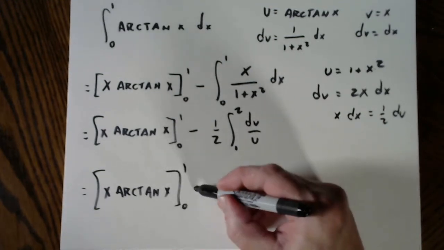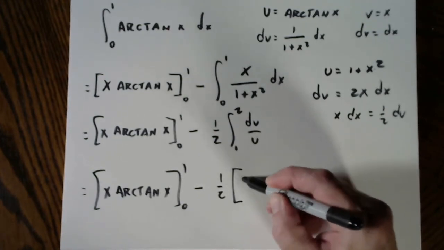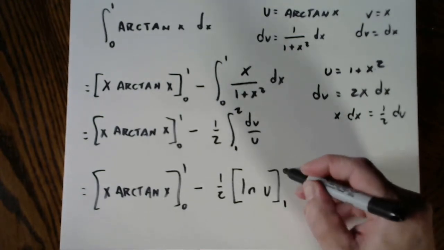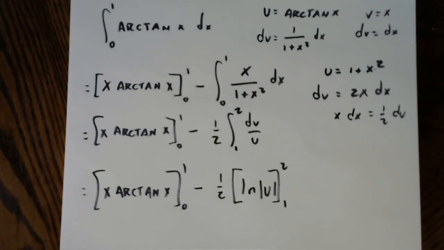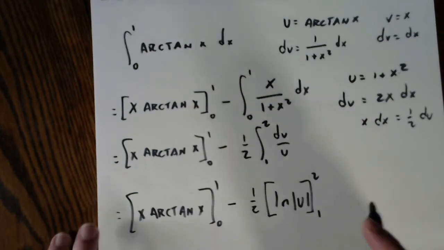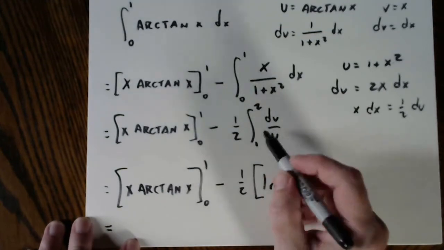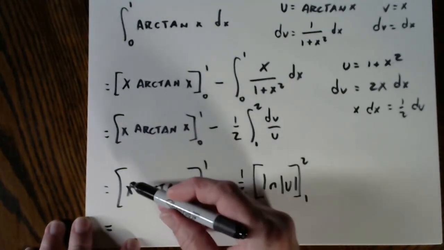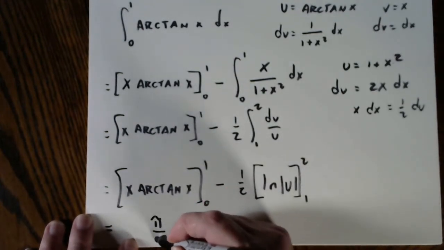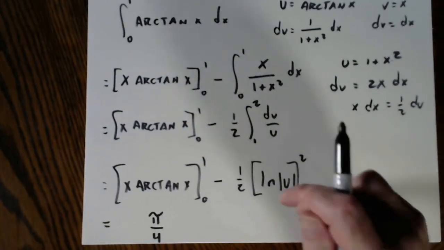Yep, she's dying. 1/2 ln of u, and I'm not going back to x because this is a definite integral. It should be absolute u. They're both positive. I should do it. I should instill good habits. And now I'm ready. I have everything I need. So since I'm running out of room, I'm going to simplify this real nice. 1 goes in. 1 arctan of 1 is pi over 4. 0, pi over 4. 0 gives me a 0. What comes out over here?